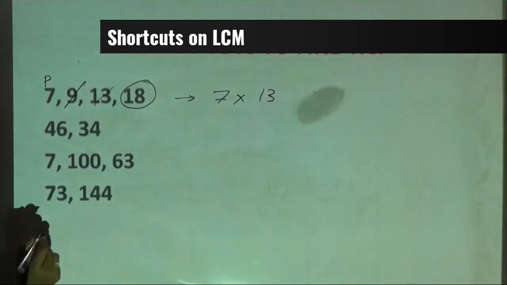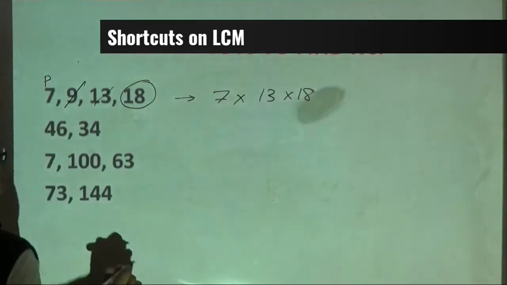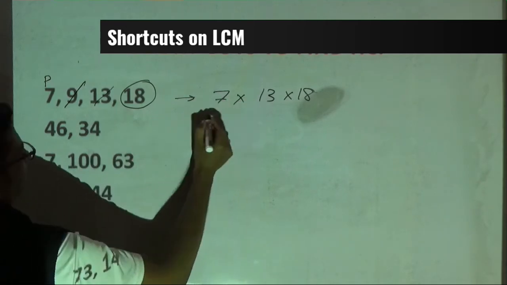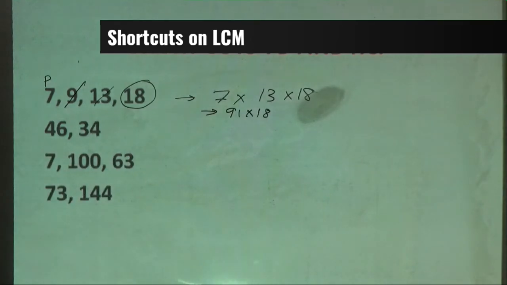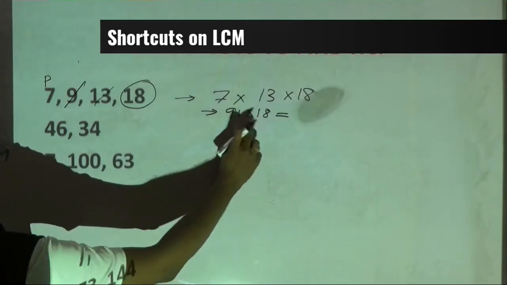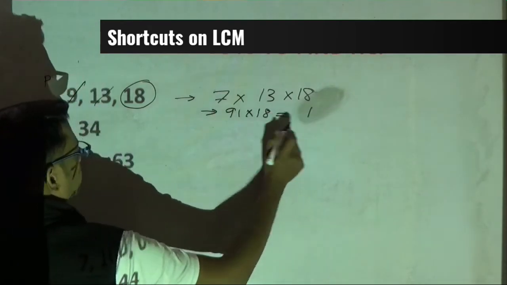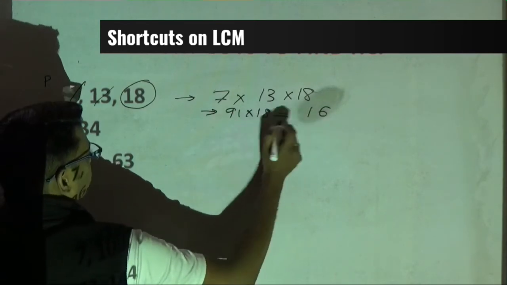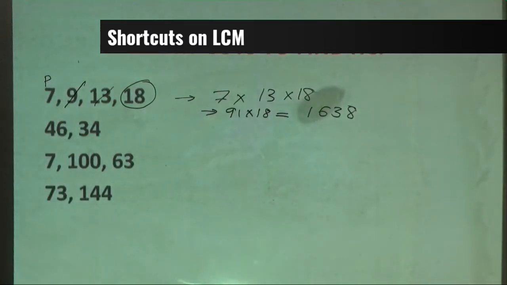Write 13 now. Now, the remaining is 18, into 18. So what is your LCM? 7 into 13 into 18. 7 thirteens are 91, into 18. I want to find out this answer just by applying Vedic mathematics. So the answer is 1638. Observe one more time. Please observe here.